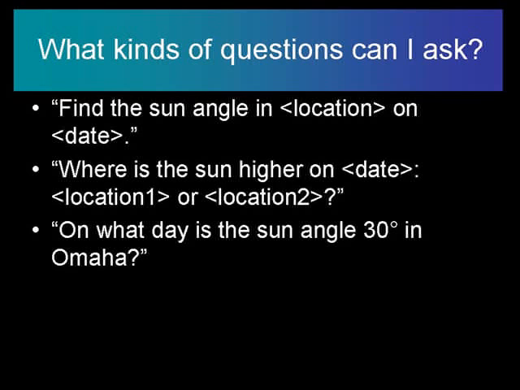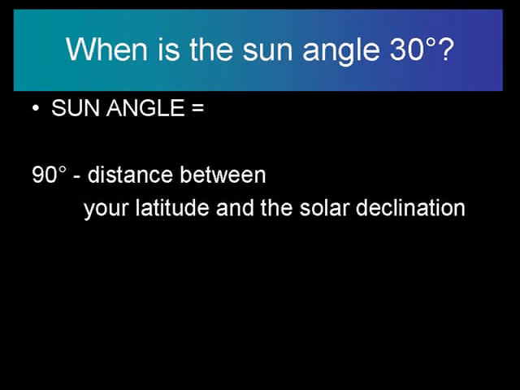On what day is the sun angle 30 degrees in Omaha? Obviously, I could put different numbers and different locations into that question. Let's actually look at an example of that last type of question. When is the sun angle 30 degrees in Omaha? How would we solve something like this?